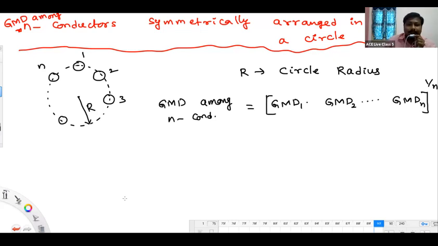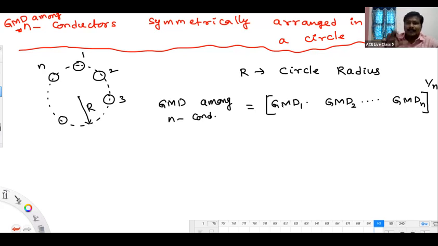Could you please tell me, what is GMD1? Listen please, we are not calculating GMR here. We are concentrating on the GMD. GMD1 is the geometric mean of distances from conductor 1 to the remaining conductors. That's it. Don't mingle power system here. Feel this as a mathematical problem.